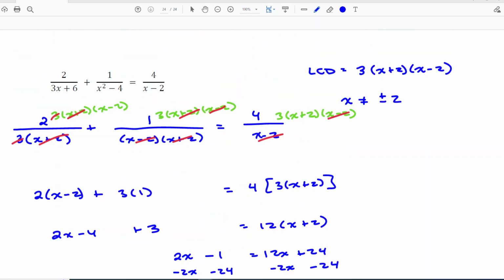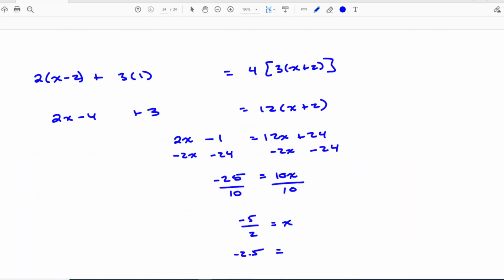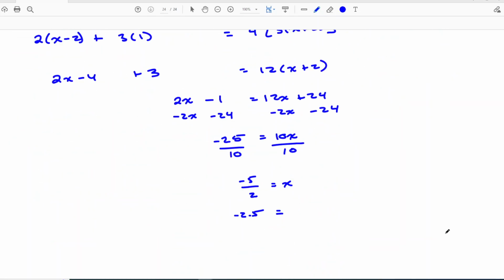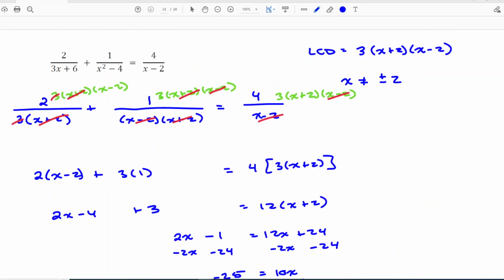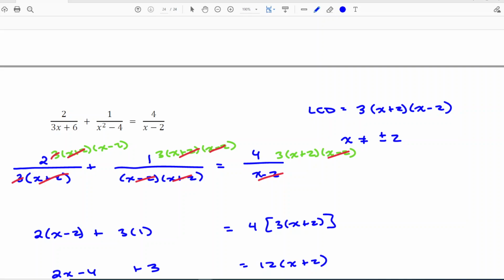Then I check my restrictions. X couldn't equal positive or negative 2. So I'm assuming that this negative 2.5 is good, unless I made a mistake somewhere in the question. So again, if it doesn't match your domain restriction, it doesn't mean it's necessarily right. You don't know for sure unless you plug it into your equation. So let's just do that quickly.